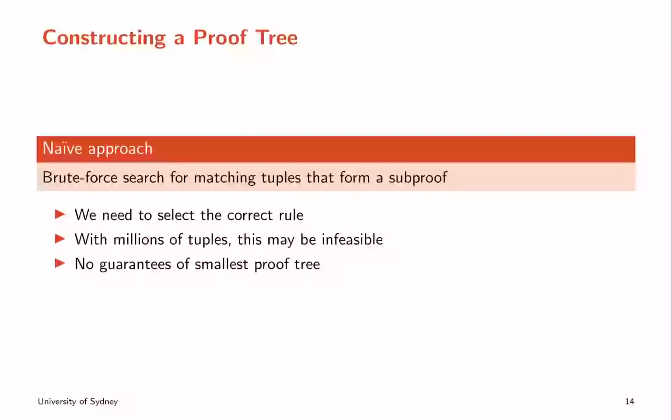The last problem is that there's no guarantee that the proof tree we produce is of minimal height. We said that we wanted our debugging information to be as succinct as possible, and this naive approach does not give us any guarantees for the succinctness of the proof tree.